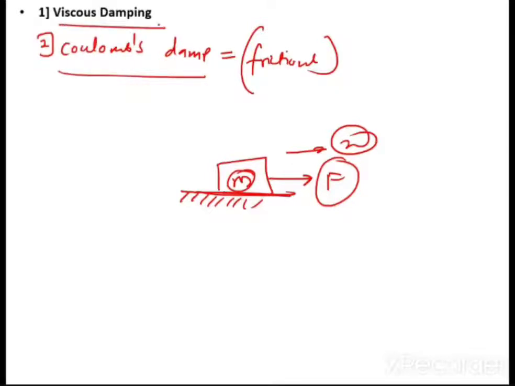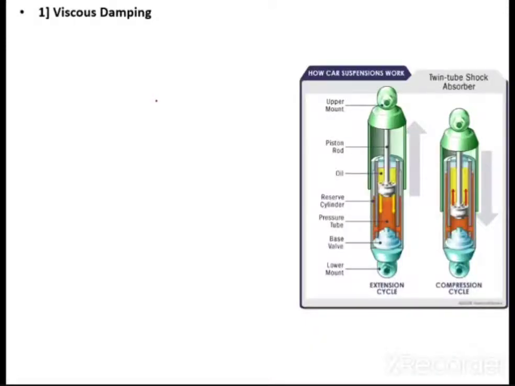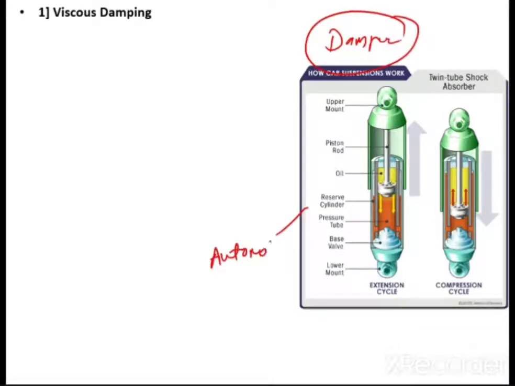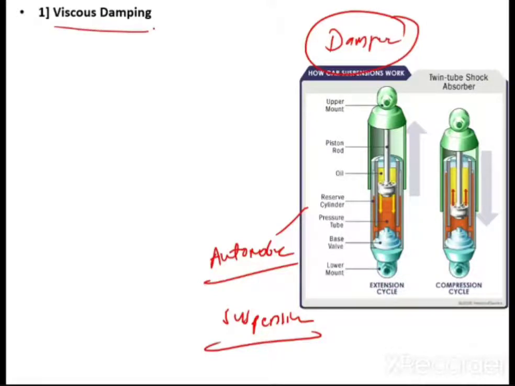And the first one is the viscous damping. In this particular model, we will be studying two types of damping. One is the viscous damping, and the second is Coulomb damping. You can take an example of this damper, which is used in automobiles, and that is nothing but the suspension system of an automobile. The damper which we use in the suspension system of an automobile is the basic example of viscous damping. I hope it is clear to all of you.